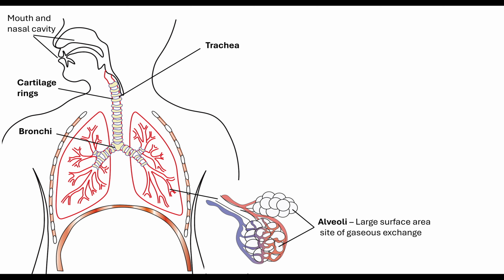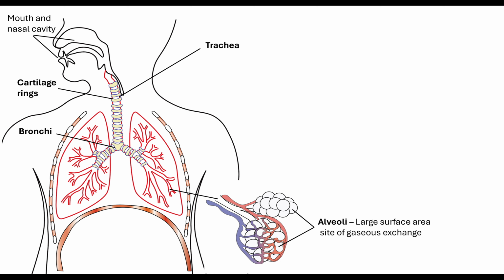So then let's look at the alveoli. So the alveoli have a large surface area. And the reason they've got a large surface area is because there are lots of these, what I like to call a bit like broccoli ends to our lungs. Now, the alveoli is the site of gaseous exchange.